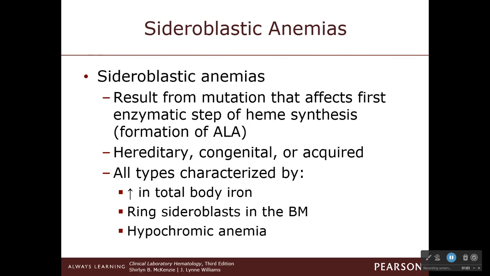Does that make sense? And then you have what's called acquired, and that's usually like the one we're going to talk about with the leukemias and stuff. Okay? And also, lead poisoning would also be a form of acquired. Okay? Or any kind of toxic or drugs. There are some drugs that you can take that can also lead to sideroblastic anemias. Okay? So all types, hereditary, congenital, or acquired, are all characterized by increase in total body iron and ring sideroblasts in the bone marrow. So this is what I was talking about before.